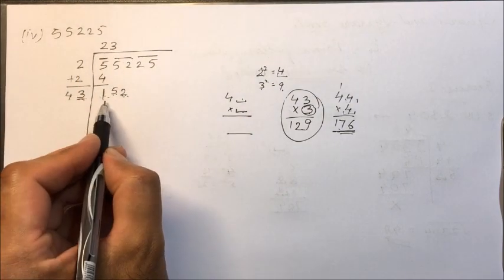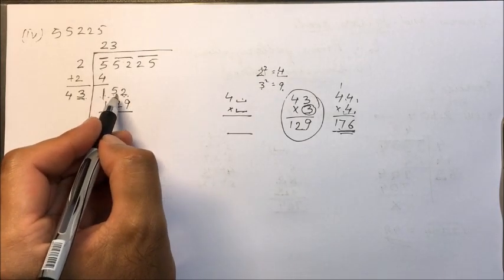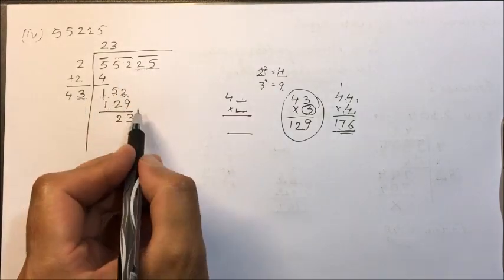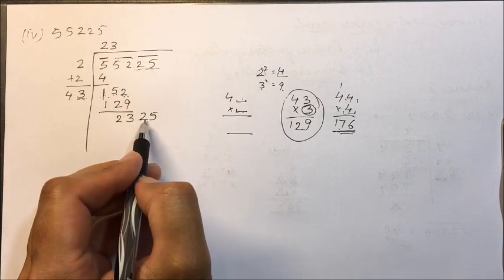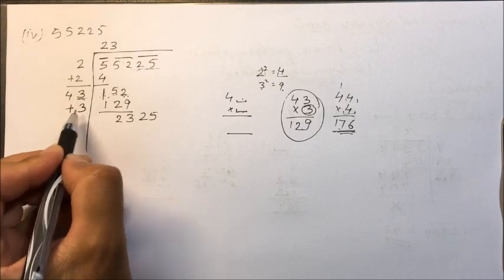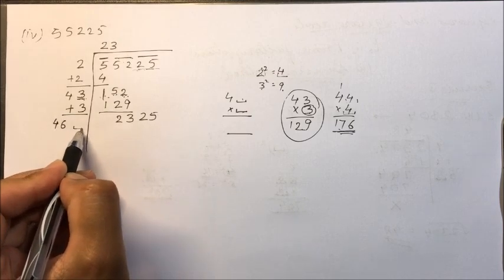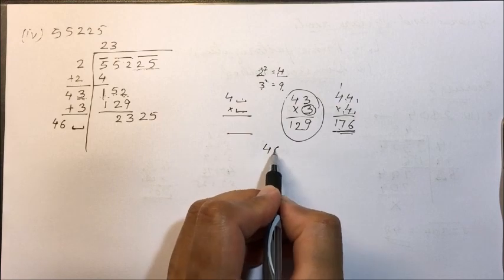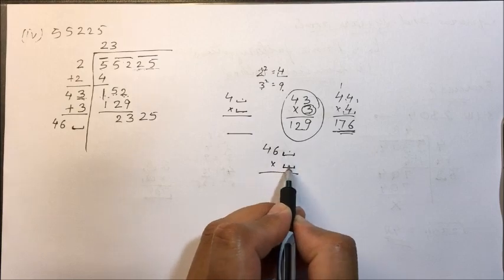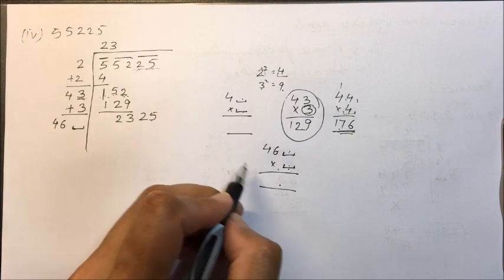So 43 into 3, we are getting 129. Take the remainder, it will be 23, and now take this pair, 25, and write it here. This whole pair will be written here, 2325. Now add this digit plus 3. We are getting 46, and again we have to find the digit here. This number and this digit have to be the same, and their product should not exceed this number.